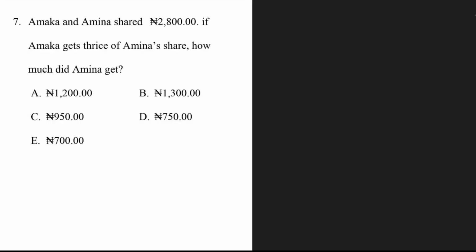Alright, question 7 says Amaka and Amina shared 2,800. If Amaka gets thrice of Amina's share, how much did Amina get? So how can we go about this? Do we know the amount Amina and Amaka got after they shared it? No, we don't know. So we can say that Amina is X.